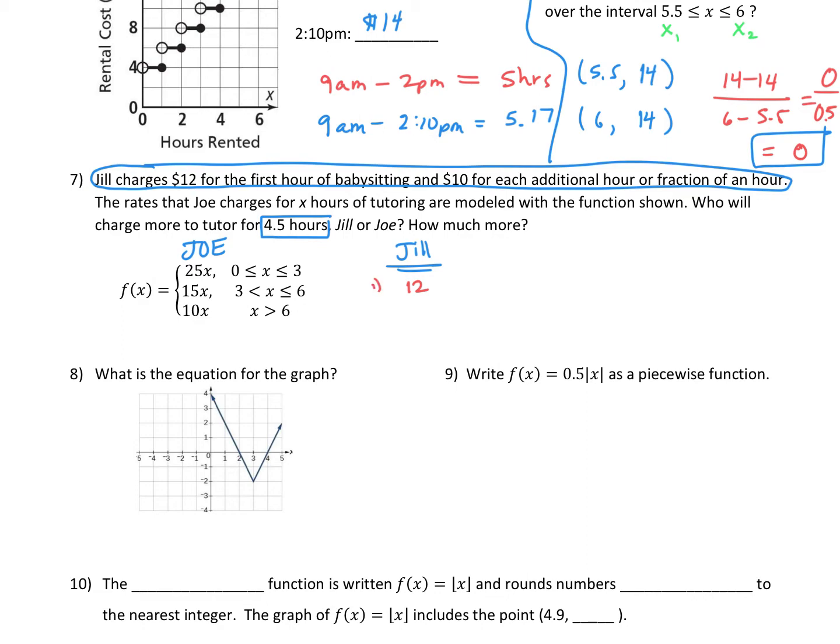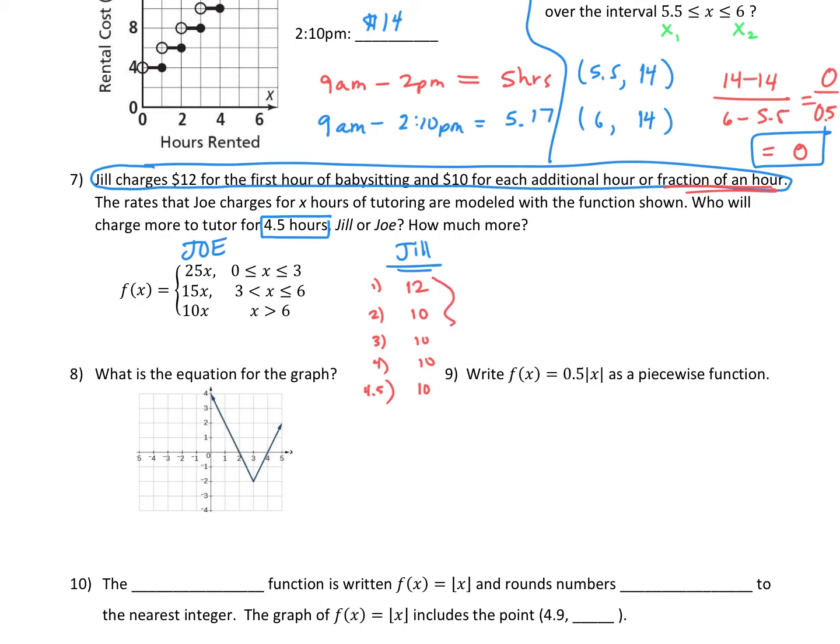So here's hour one. Hour two is now going to be, then she brings it down to $10. Hour three is another $10. Hour four is $10. So we're at 4 hours total, but that 4.5, so at the 4.5 hour mark, it didn't go all the way to 5 hours, but we were told that she's going to charge $10 even for a fraction of an hour. So this is going to be another $10 right there.